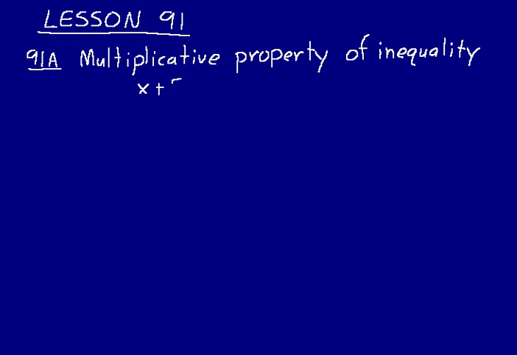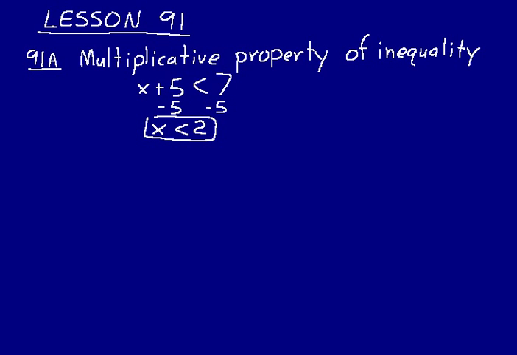like this, x plus 5 is less than 7, we want to simplify that to just get x by itself. We work on it just like it had an equal sign instead of a less than sign, and we add a negative 5 to both sides, and we end up with x less than 2.